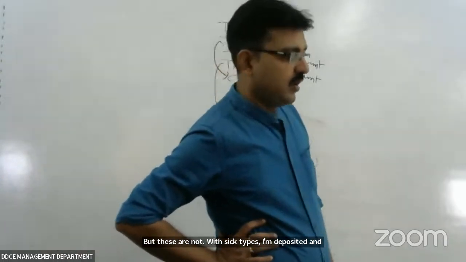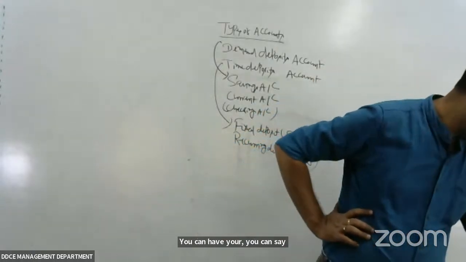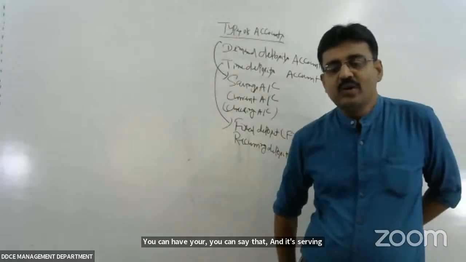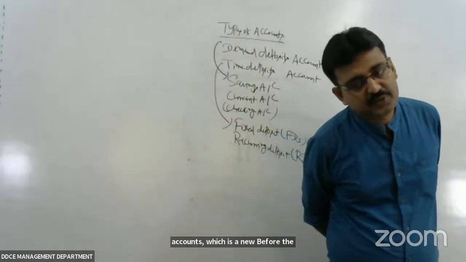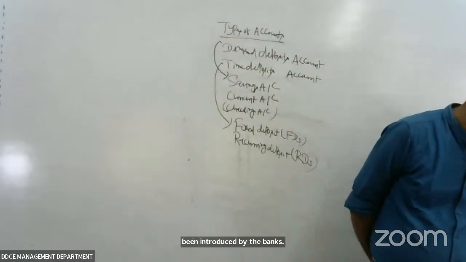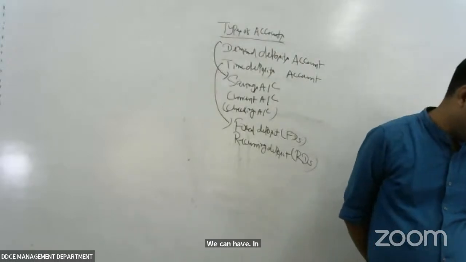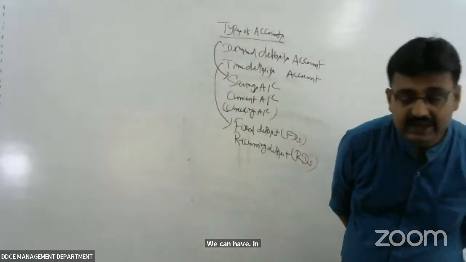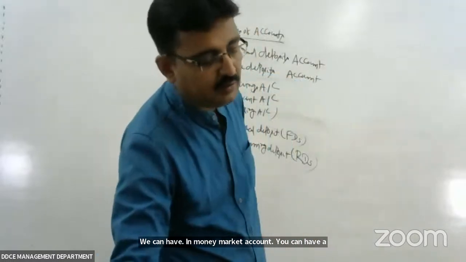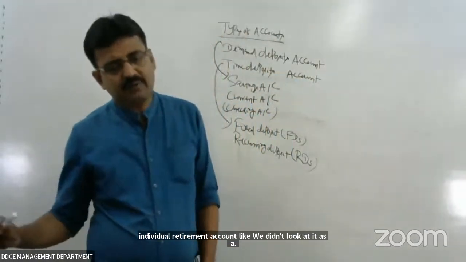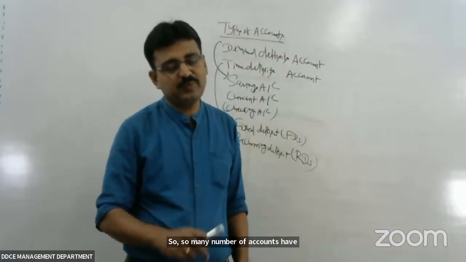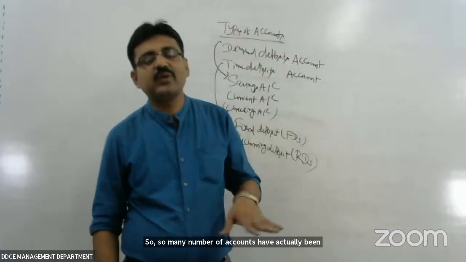You can have health savings accounts, which is a new deposit account which has been introduced by the banks. You can have a money market account, you can have an individual retirement account, which we generally call pension accounts. So many types of accounts are allowed by the banks to open. We don't need to get into that.